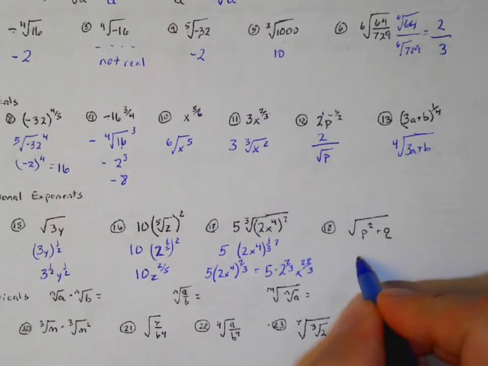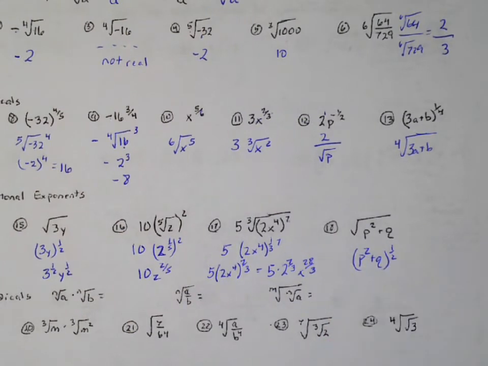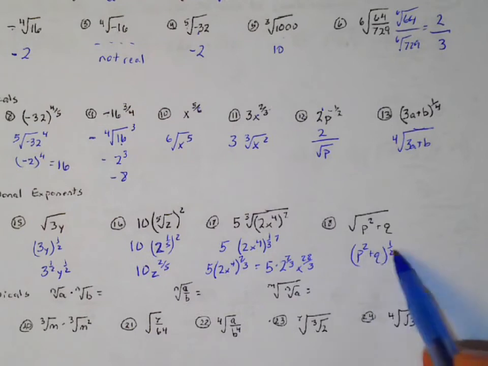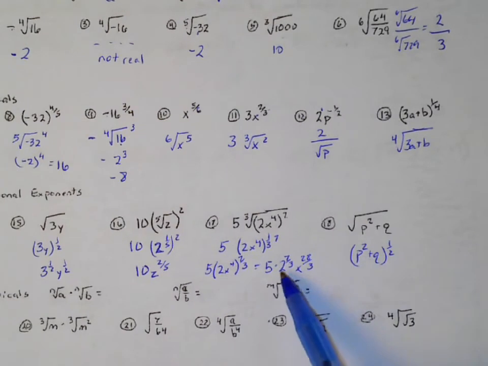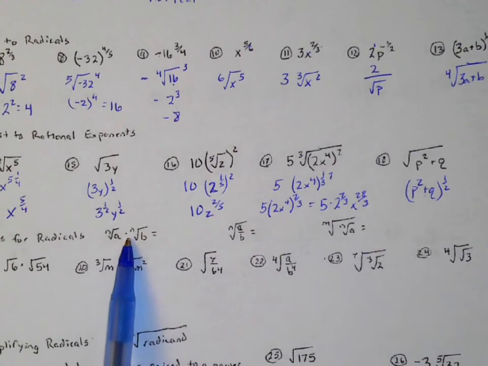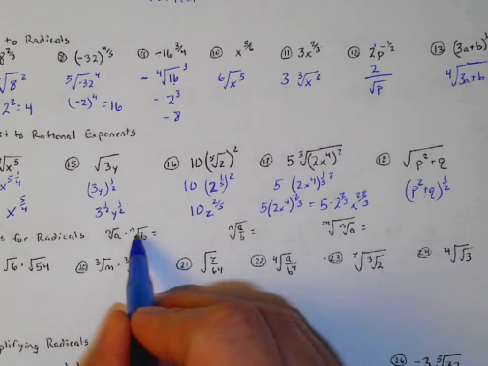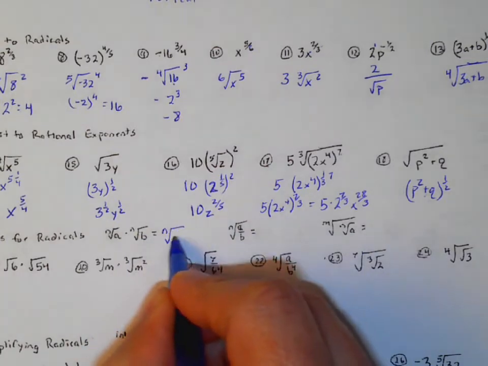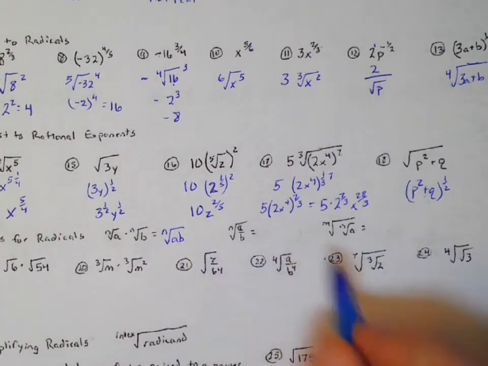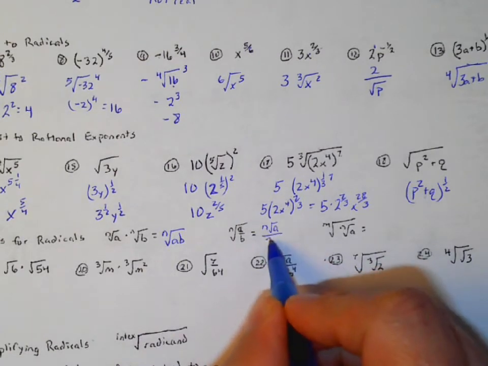This would be p squared plus q to the 1/2 power. You can't take that through because it's not multiplied. Like here it's multiplied together, so you can take it through. This is adding, so you don't distribute it through. Okay, some other rules here. If they both have the same index, the nth root, we could say it's the nth root of a times b. And we can also separate them. We could say this is the nth root of a over the nth root of b.